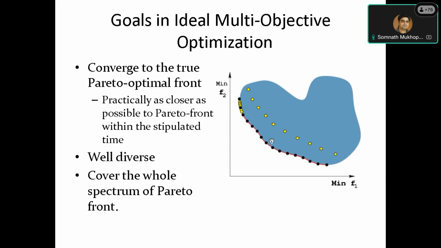If your problem is a minimization problem, this area is the best solution, because this is the zero position. So going near to that zero position, or the origin, is the target. That is known as convergence. So practically, as close as possible to Pareto optimal within the stipulated time. That is one goal. Another is diversity.